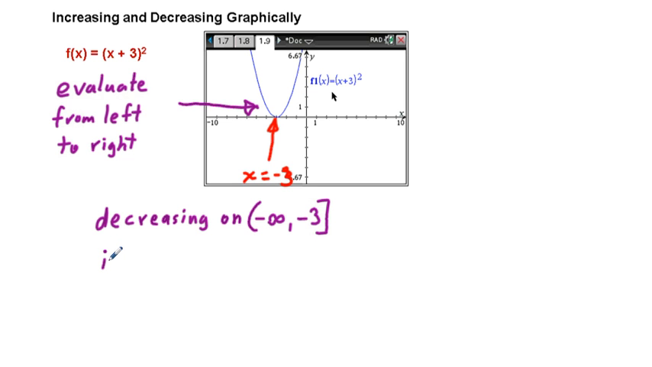And the function then starts increasing on the interval, and we're evaluating again left to right, from -3 all the way up to infinity. Now notice parentheses are going to be adjacent to the -infinity and the +infinity. There are never brackets with infinity, only parentheses.